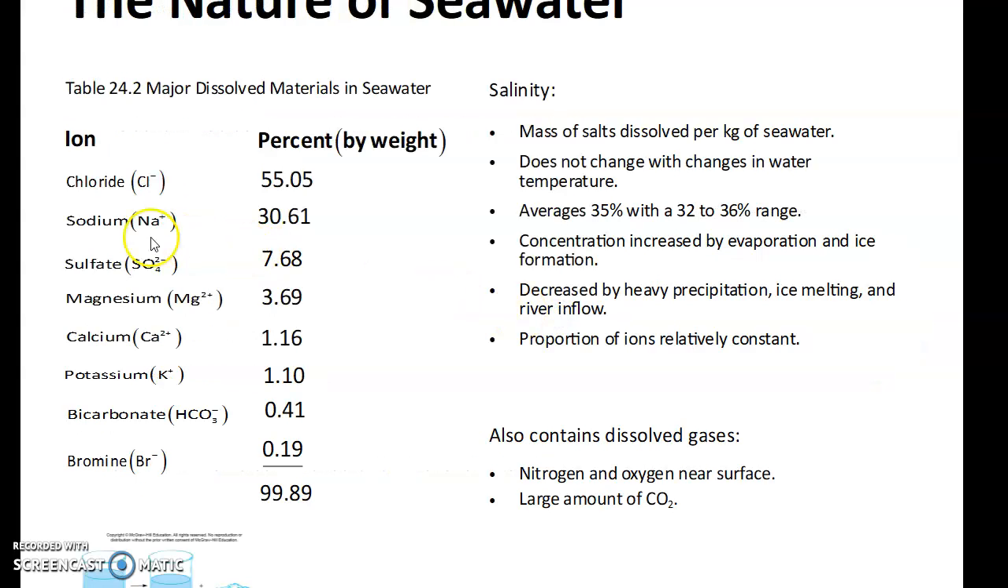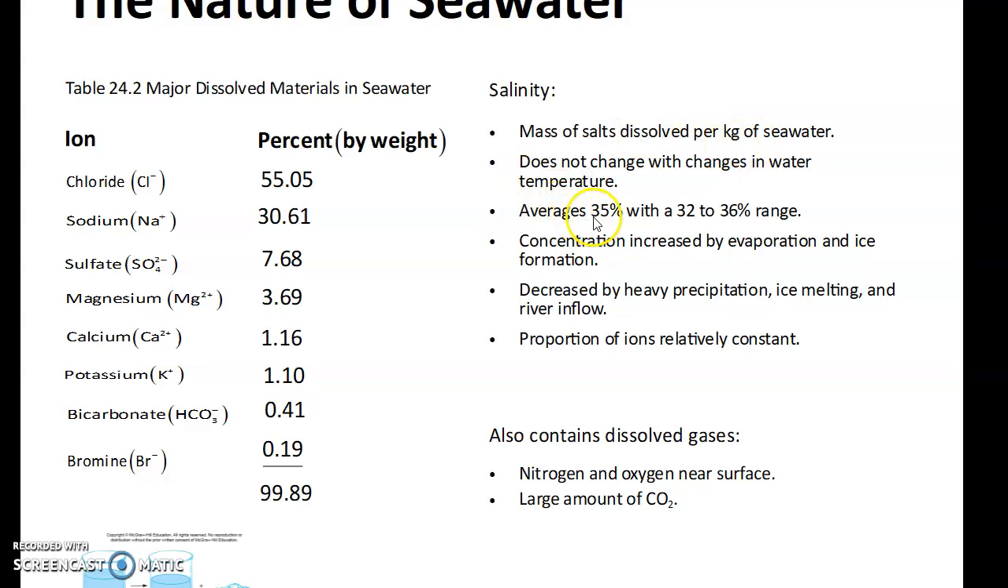The nature of seawater. These are all the different materials dissolved in seawater. Chloride, sodium chloride makes up the salt, right? Sulfate, magnesium, calcium, potassium, bicarbonate, and bromine. That makes up 99.89%. And you see the majority of it is just sodium and chloride, right? The mass of the salts dissolved, this is the salinity is determined by this mass right here.